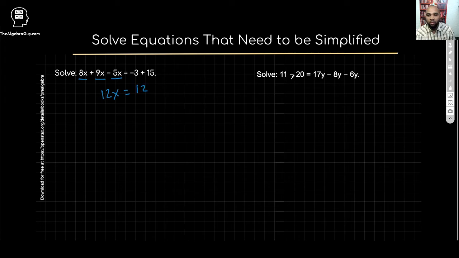All right, so here we can combine these terms. 11 minus 20 is going to be a -9. Combine these like terms. 17 minus 8 is 9. 9 minus 6 is 3. So I ended up with 3y. And these are equal. I want to get the y by itself, so I'm going to divide by 3. Now y equals 3.